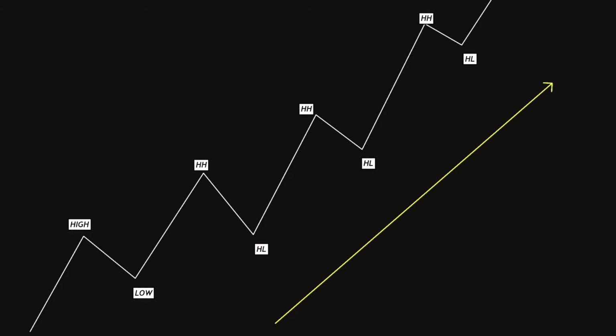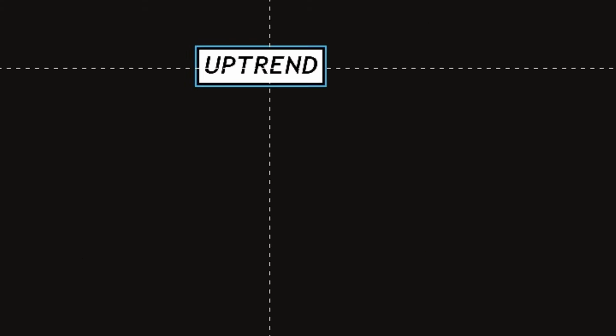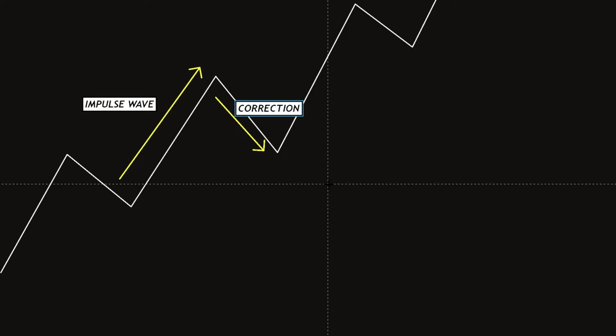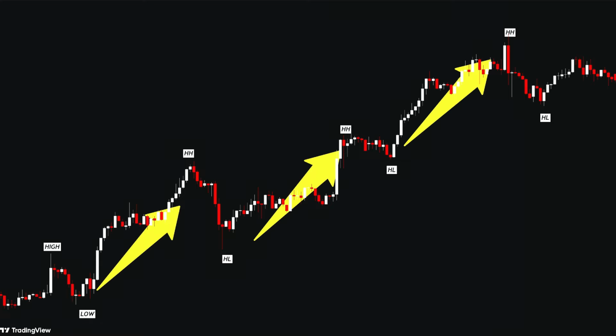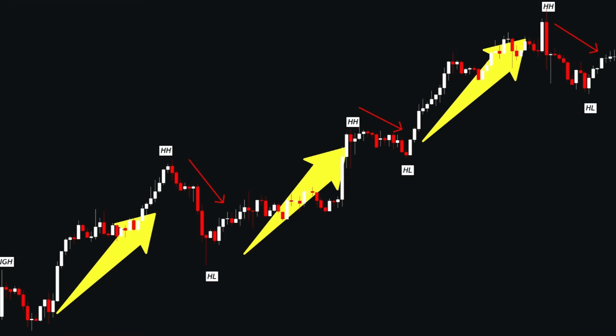Buyers are in control. Now here's where it gets visual. Look at these lines I'm drawing on the chart. See the staircase pattern? Each step up is an impulse, and each small step back is a correction. On the real chart example here, notice how price moves up, pulls back slightly, then continues higher. That's the rhythm you're watching for in an uptrend.